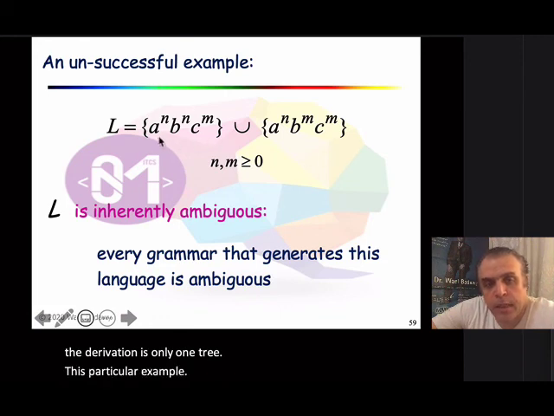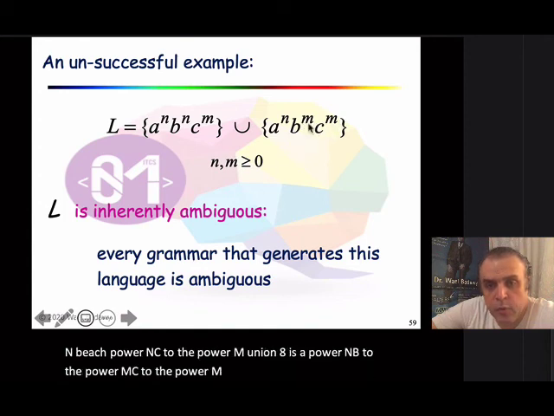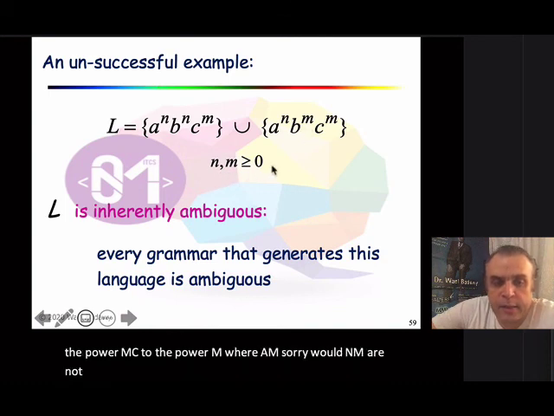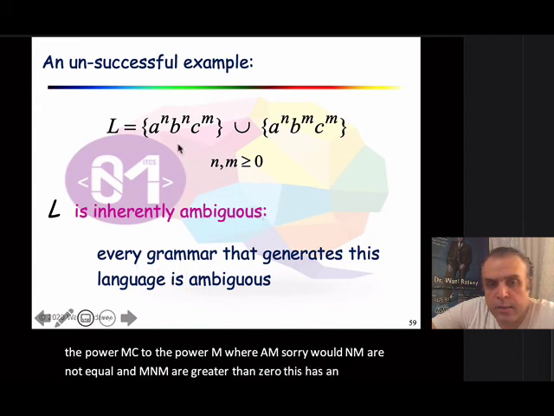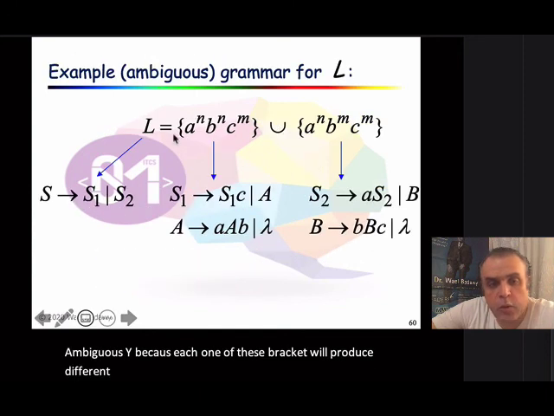This particular example is very common, because when we talk about a to the power n, b to the power n, c to the power m union a to the power n, b to the power m, c to the power m, where n and m are not equal, and n and m are greater than 0, this has an inherent ambiguity, because each one of these brackets will produce a different subset. So here's how we show the example.